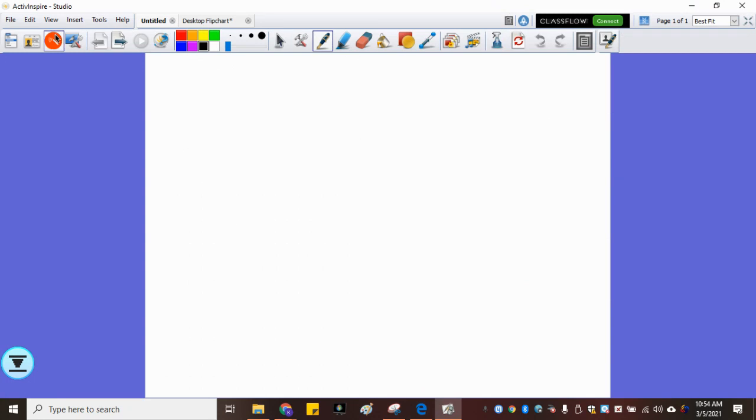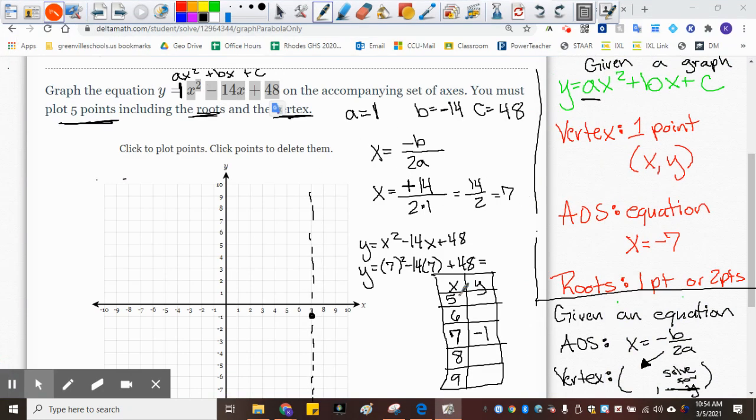I know there's an easier way to do this. I'm making this hard. But 5 was 3. 6 was 0. So 6 is a root, and it tells me I have to graph my roots. And then you can reflect that over your line of symmetry to 8, 0, and reflect 5, 3 over to 9, 3. So there are your 5 points.